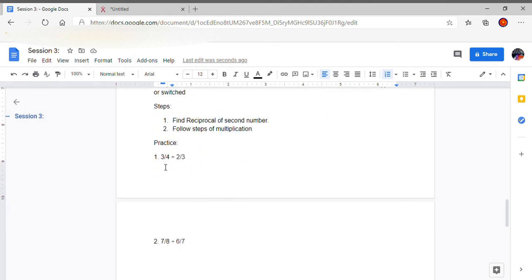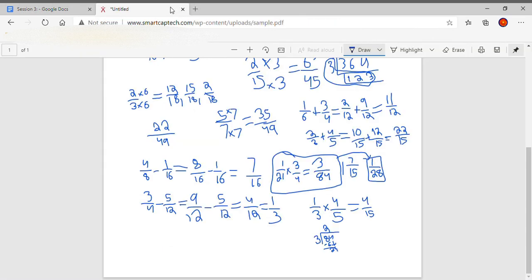So we can do that for 3/4 divided by 2/3. So over here, 3/4 divided by 2/3. So we flip this. It's 3 over 2. So it's equal to 3 over 4, remember, turns to multiplication, times 3 over 2. Now we can multiply. 3 times 3, 9. 4 times 2, 8.